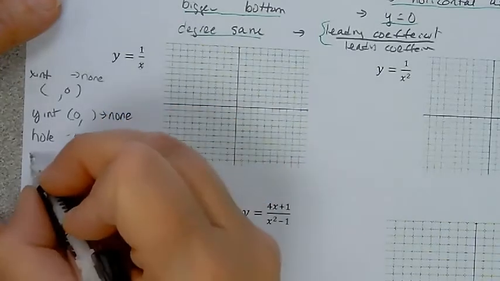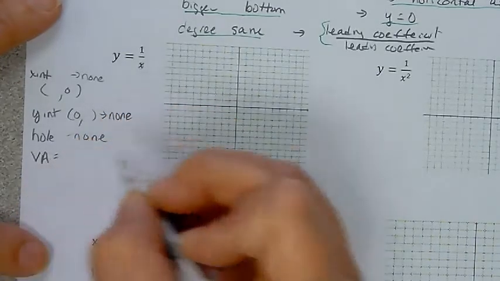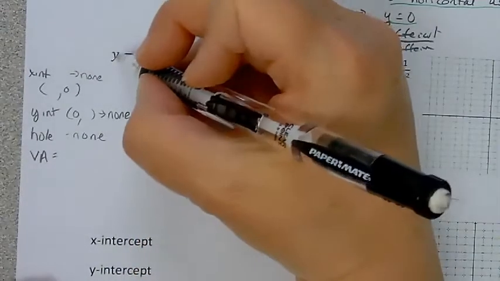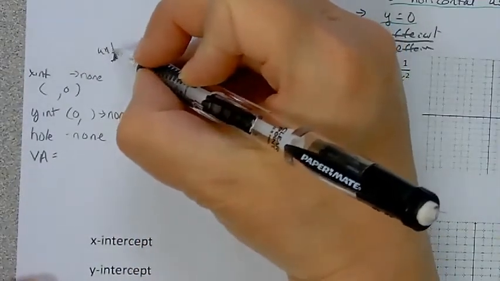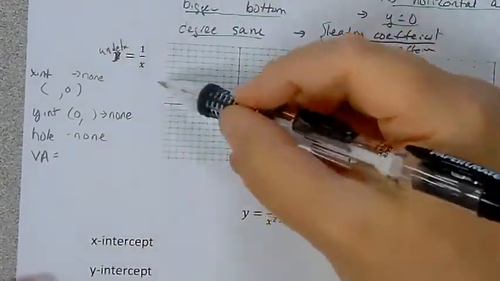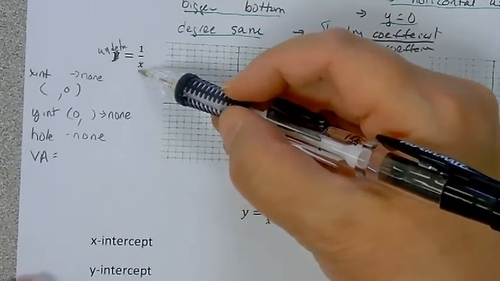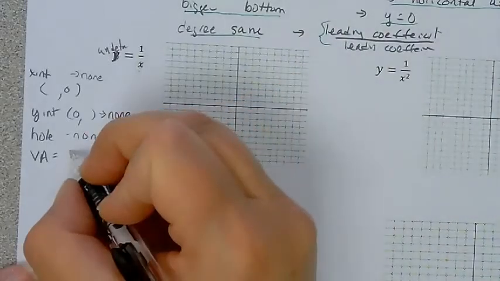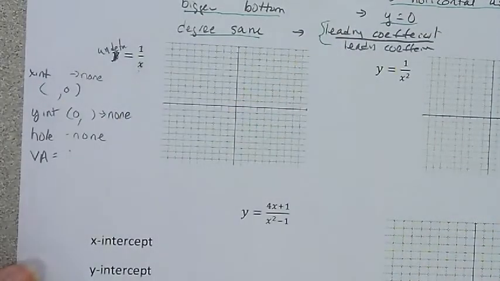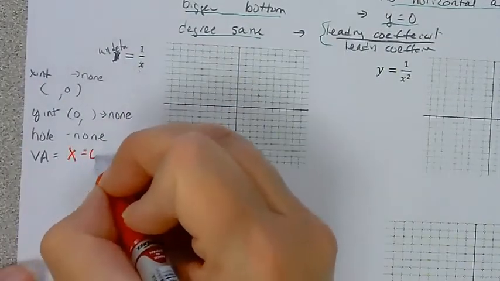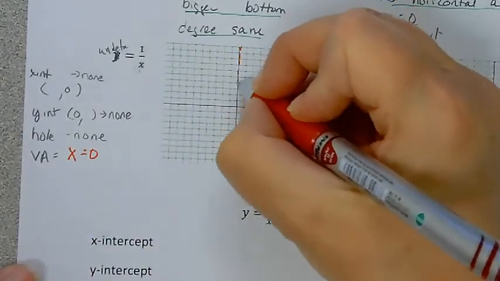And now we're at vertical asymptote. The vertical asymptote is what would make this thing be undefined. So what would make a fraction be undefined is if I had a 0 on the bottom of the fraction. So I'm going to have a vertical asymptote at x equals 0. So I'm going to go to x equals 0 and make a vertical asymptote.